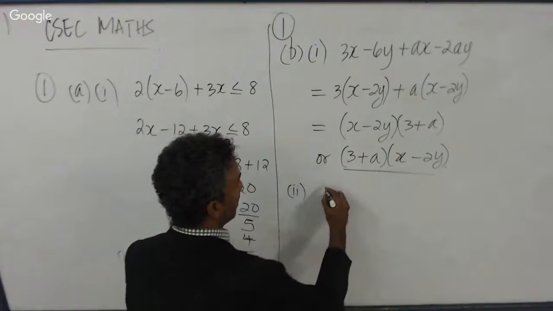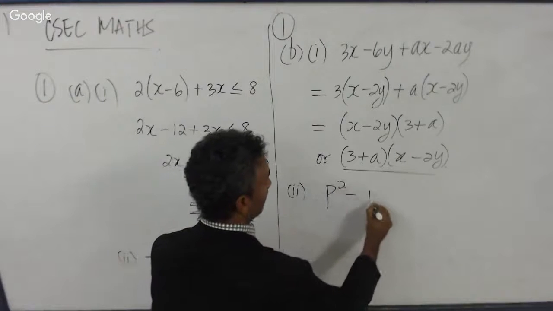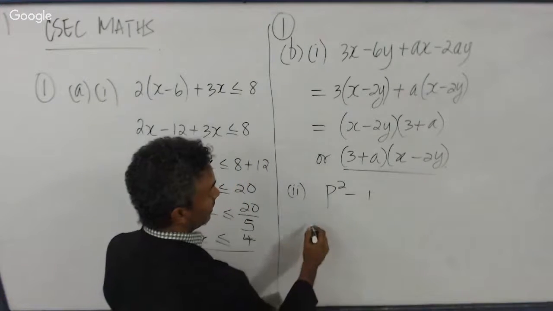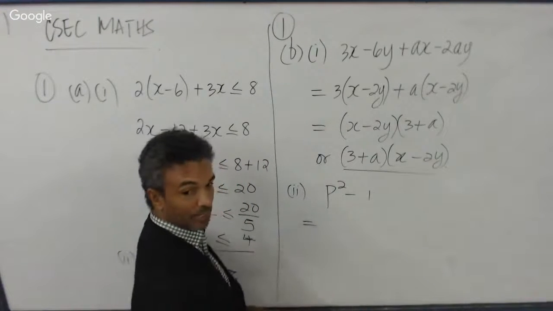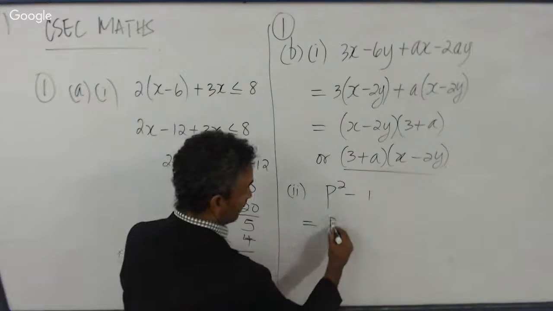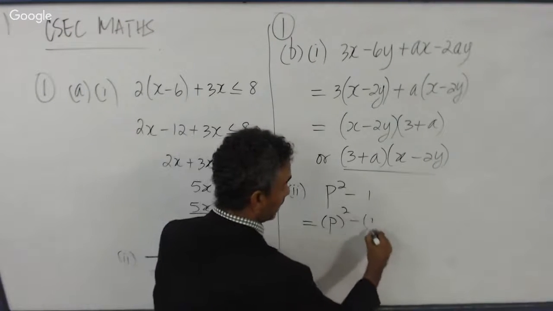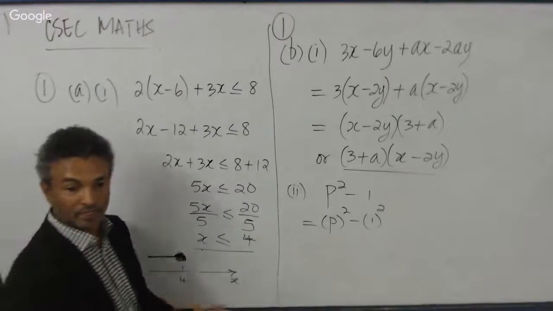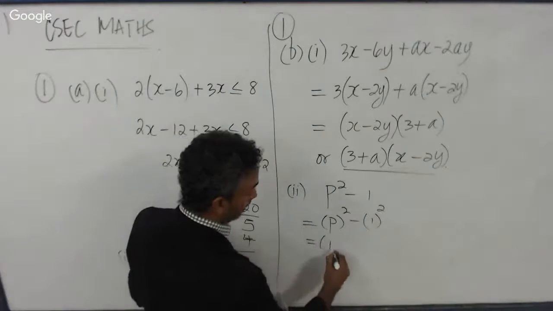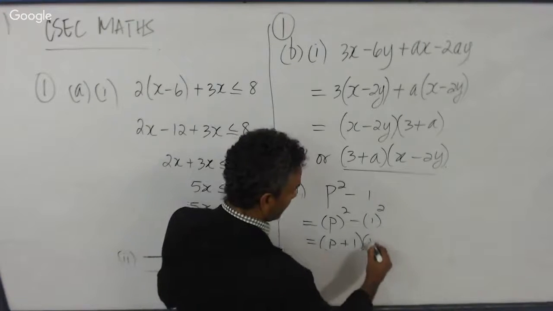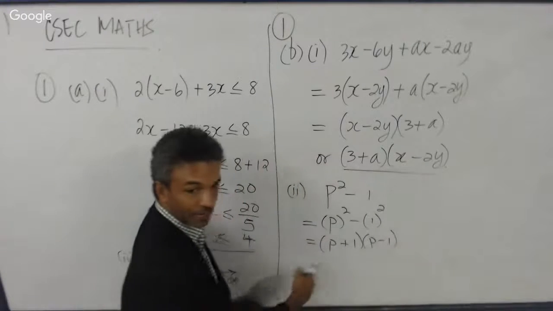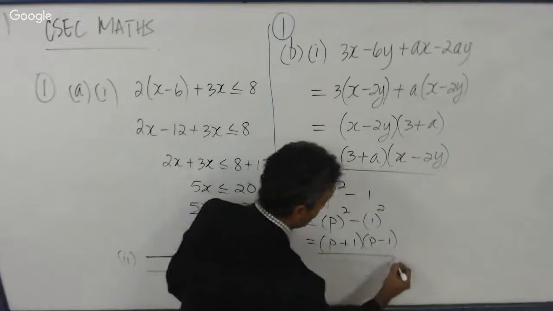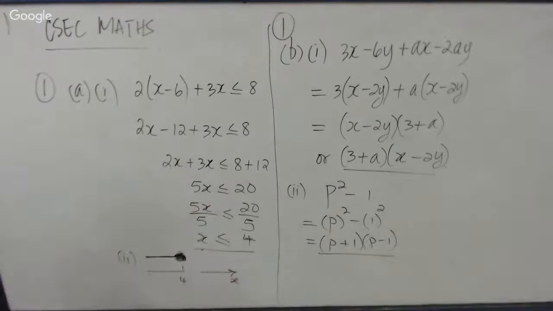Part 2: p squared minus 1. That's supposed to remind you immediately of the difference of two squares. The answer is p plus 1, p minus 1. If some of us do it this way, it's also okay if you include this step. You want to have it as something squared minus something else squared, and then you get p plus 1, p minus 1, or p minus 1, p plus 1. That's the answer to 1B.